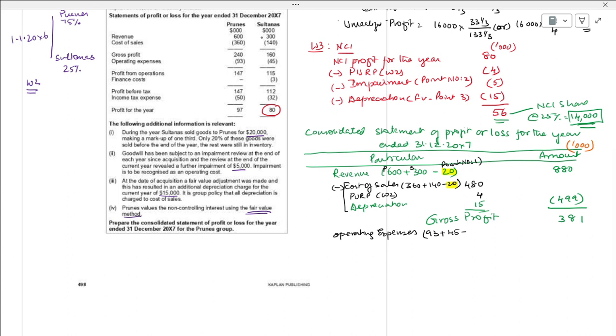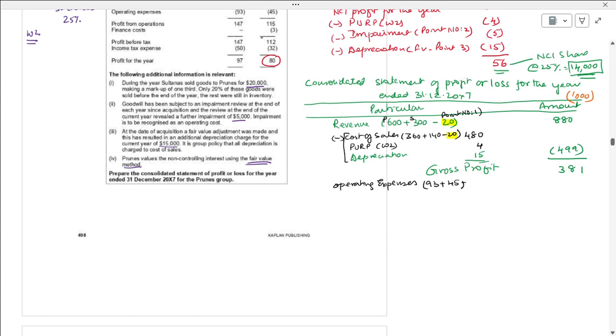Is it right? Now we have taken the portion of unrealized profit. First you take that one. How much will you get? 93 plus 45, 138.